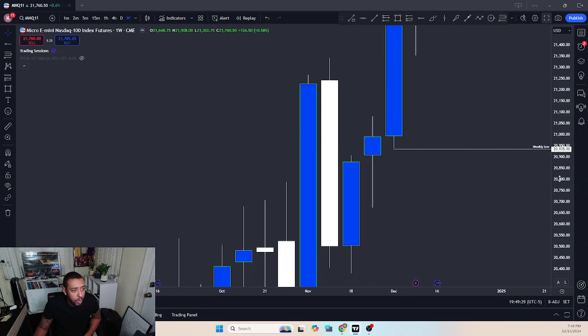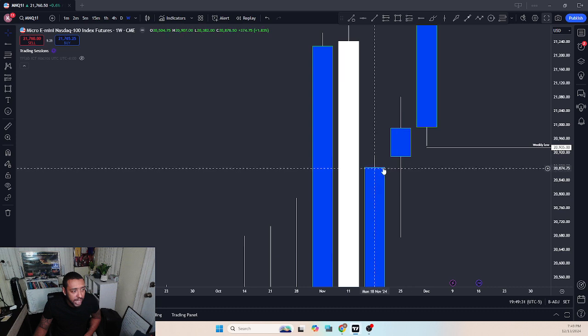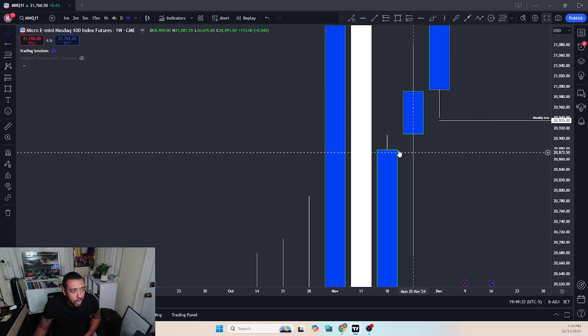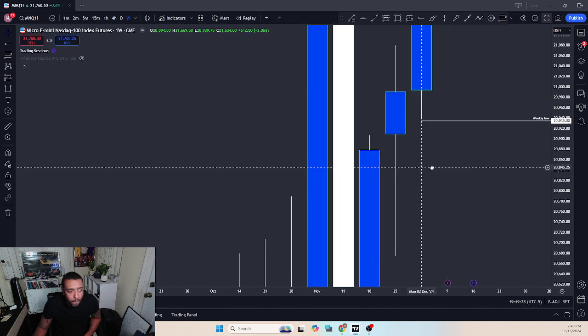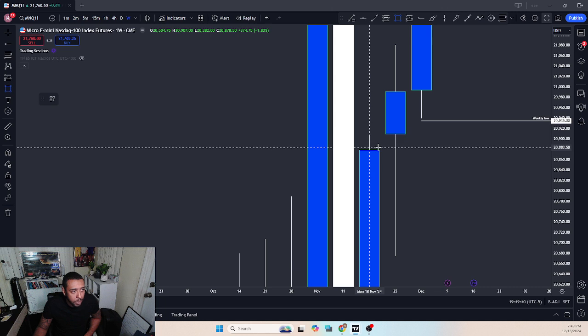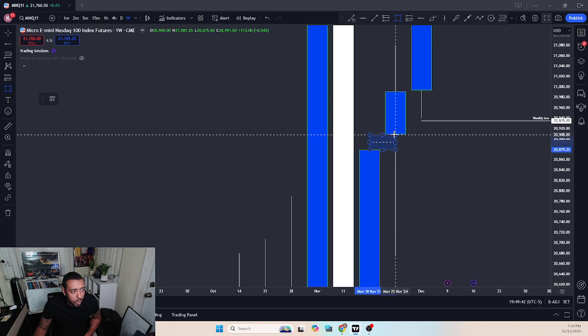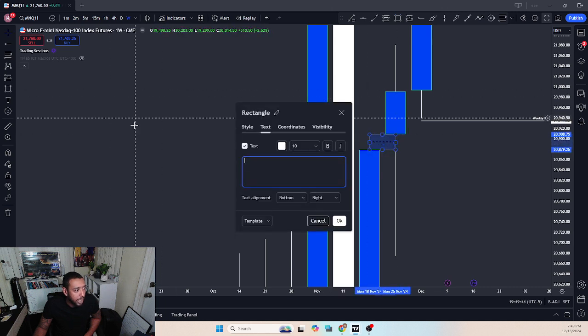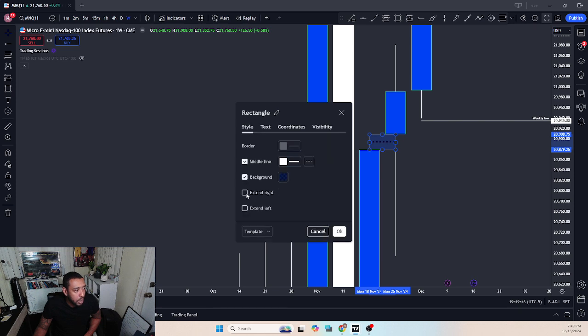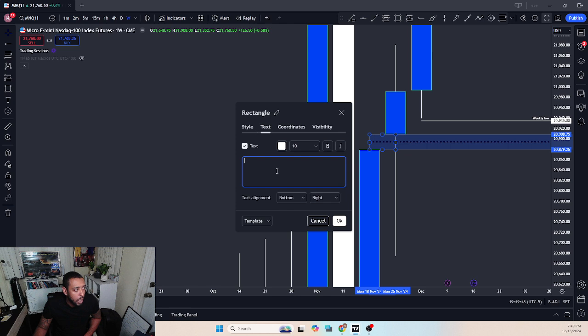So I'm going to look right here. You see this gap right here? You see how it's a gap between the close and the open? That's a new week gap. So I'm going to notate that, and then I'm going to extend it, and I'm going to notate it: new week opening gap.